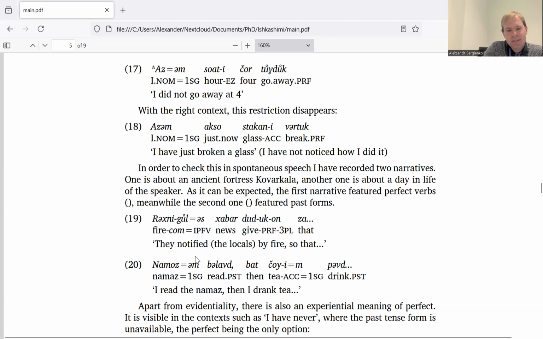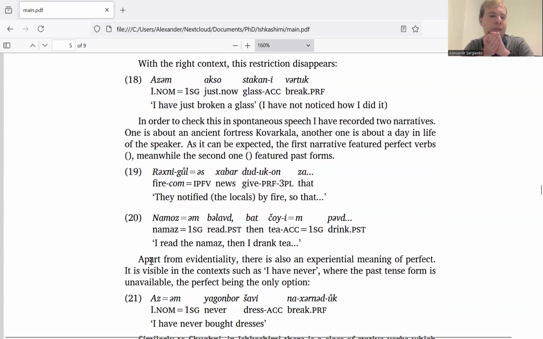In the second example, you have the verb forms beloved and poved, because it is a story about the speaker. The speaker tells a story about themselves. And apart from evidentiality, there is also an experiential meaning of perfect.